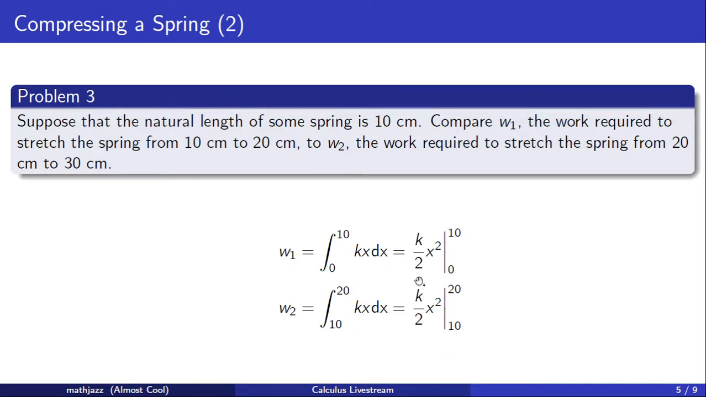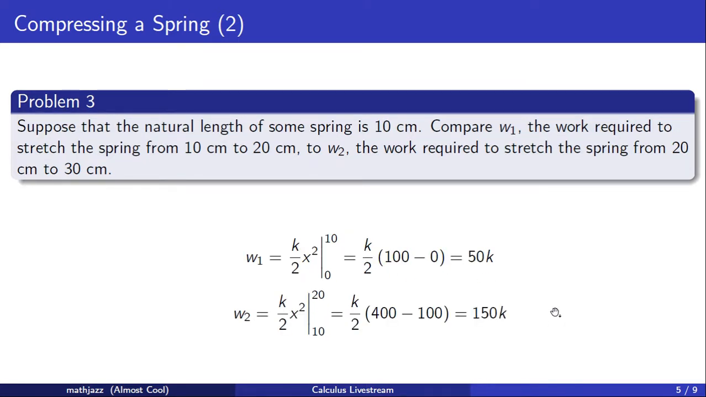And we get these antiderivatives. We plug in the appropriate values for the endpoints of the interval. And we end up with 50k and 150k, which are probably actually 0.005k and 0.015k if you wanted to convert into joules, but we don't need to.